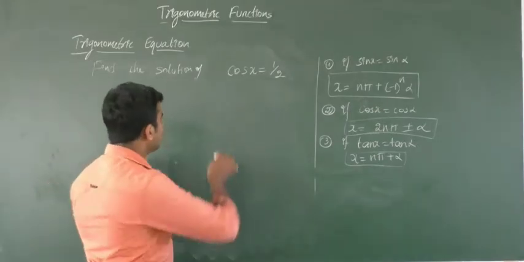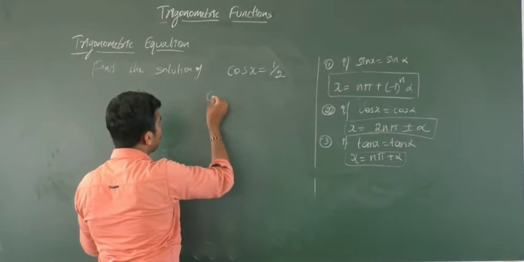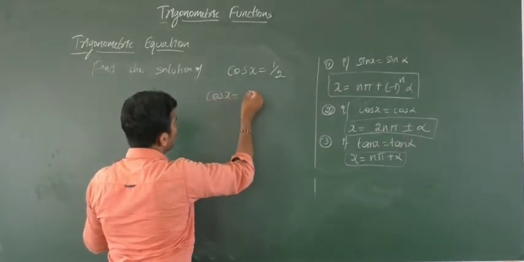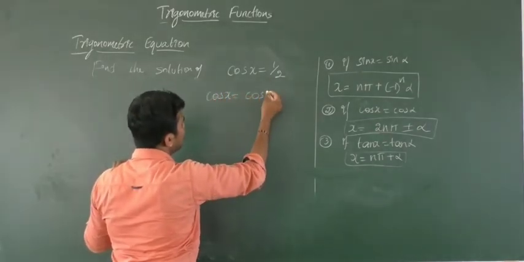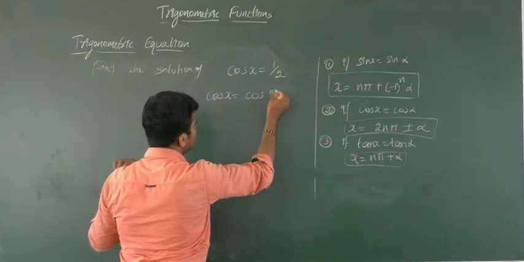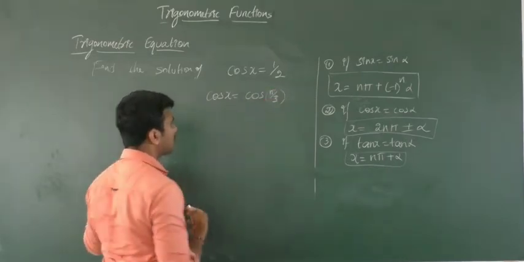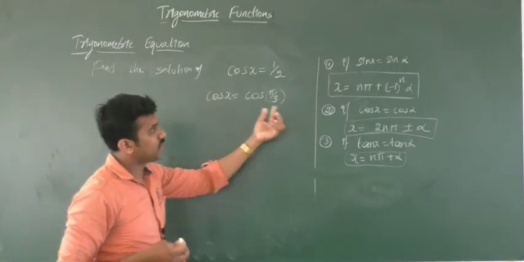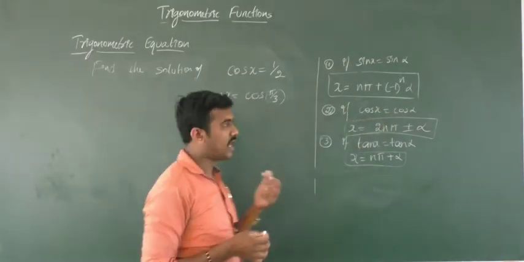So one of the solutions, see, cos x is equal to cos, which value here, as I said, 60 degree, pi by 3. Okay, so now this is in the form cos x is equal to cos alpha.